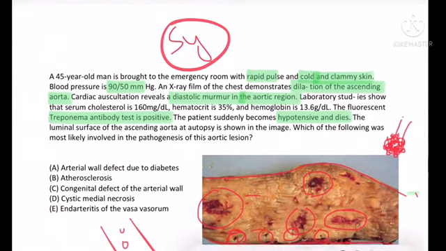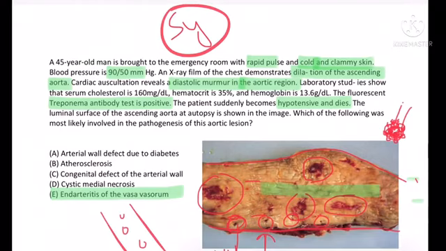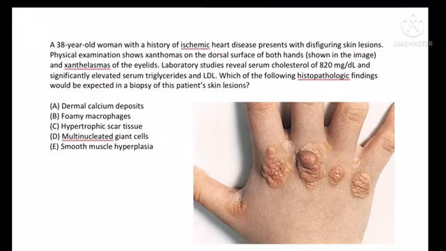Okay, so let's see the options. Arterial wall defect due to diabetes, no, this is not related to diabetes because there is no history of it. Atherosclerosis, no. Congenital defect of the arterial valve, no. Cystic medial necrosis is not the answer. So our answer is endarteritis of the vasa vasorum, which we can see in case of syphilis. So moving to the next one.